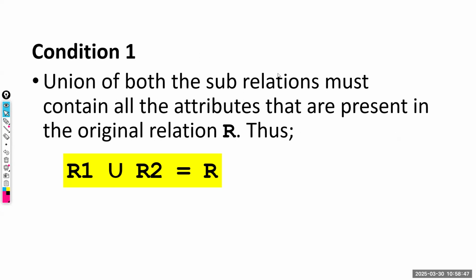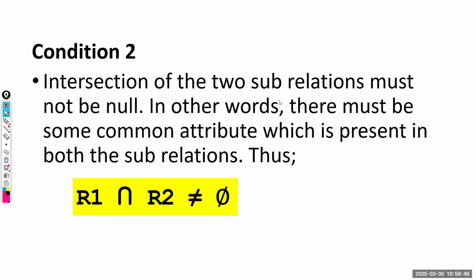Right. Condition 2. The intersection of the two sub-relations, as we break it into two, must not be null. So when you break it into two tables, there must be at least one common attribute for those two tables. Otherwise, we can't join. Common sense.